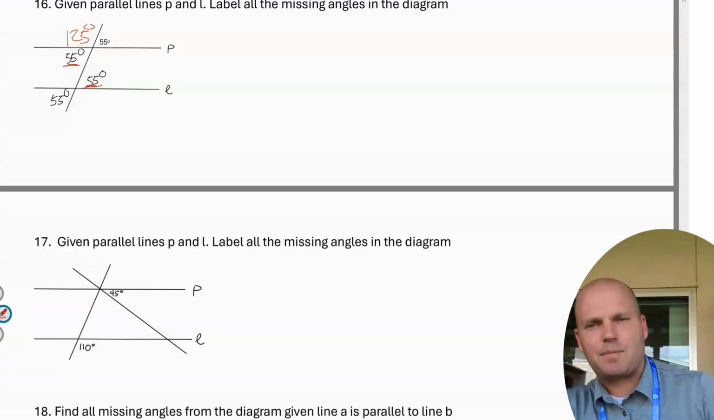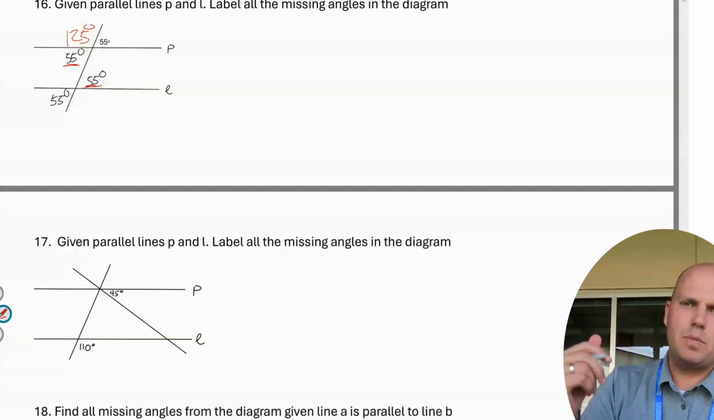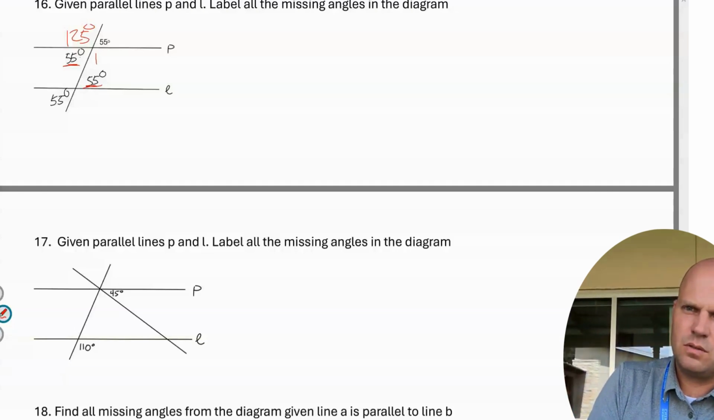Supplementary angles have to add up to 180. And boom, you have the other ones. 125s and 55s, there you go.